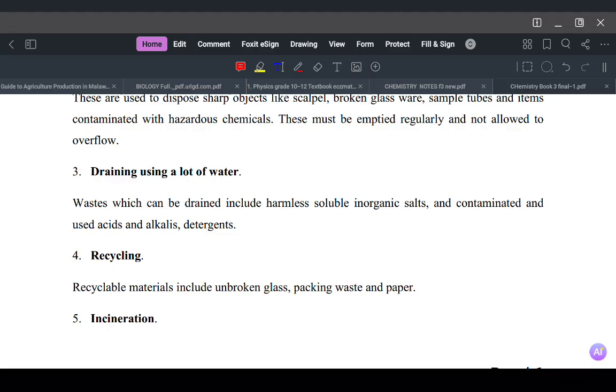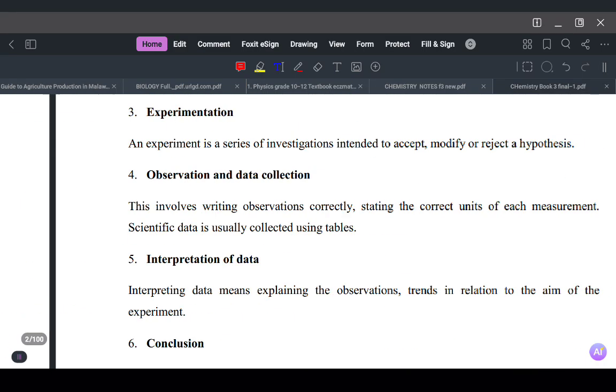Another one is incineration. Incineration simply means burning. So this is a technique which involves burning waste. The wastes are burned and converted into something else, turning them into ash, for example. So this is called incineration, where wastes are burnt to convert them into ash.